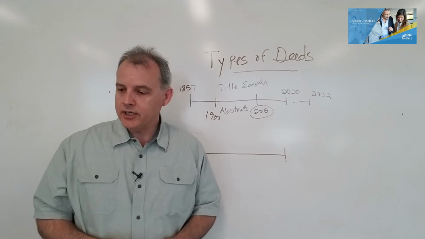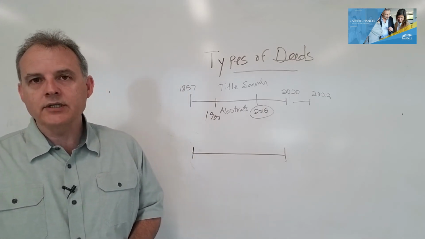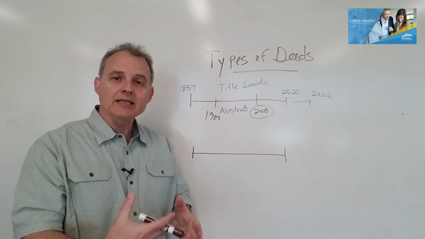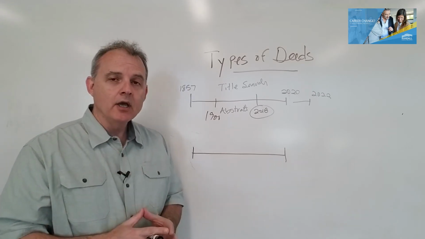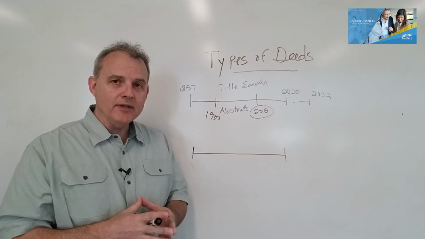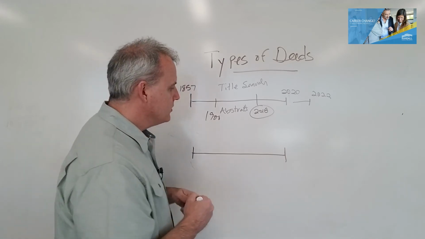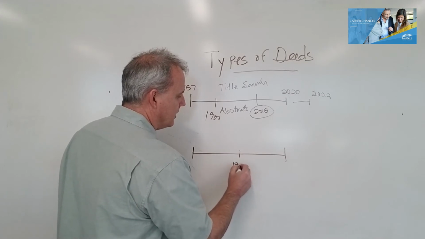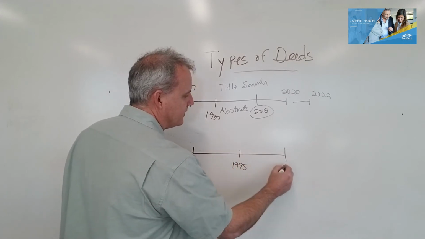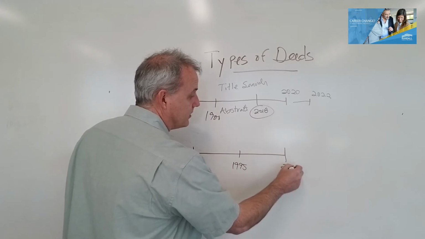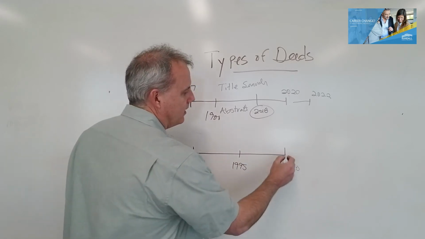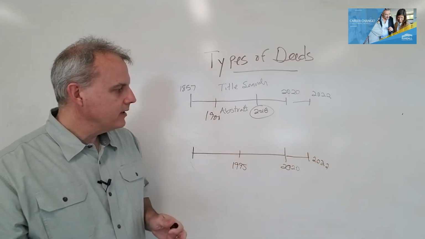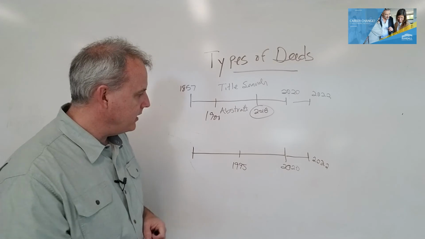You just have to know what it is. Same with special warranty deed. Now, a special warranty deed does the same thing. It provides that indemnification, but only for the time that the owner owned it. So let's say that the current owner bought it in 1995 and is selling it in 2020 to me. All right? And in 2022, a lien pops up for $1,000 and it has to be paid.